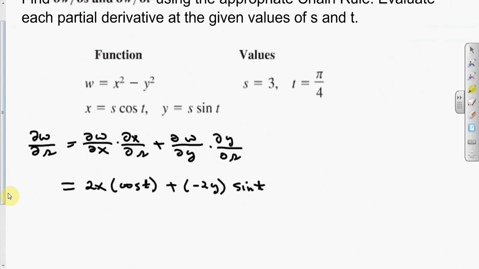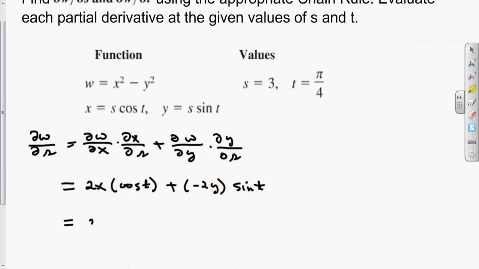Since w ultimately depends on s and t, we're going to write this partial of w with respect to s as a function of s and t. Somewhat what we did in the previous problem, right? You got rid of x, y, and z, and you wrote that as a function of t. There, t was the independent variable. Now s and t are the independent variables. Why do we need that? Because ultimately I want to plug in s equal to 3 and t equal to pi over 4. I don't see that directly where I have that x and I have that y there.